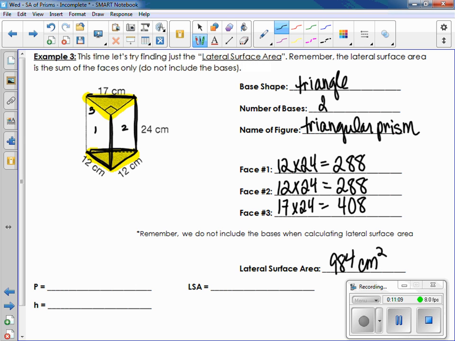So the perimeter of the base is 12 plus 12 plus 17, which is 41. The height of the prism, remember, connects base to base, so that's going to be 24. The formula is perimeter times height. The perimeter of the base was 41, and the height is 24. So 41 times 24 is, wouldn't you know, 984. So again, just proof that our formula works.